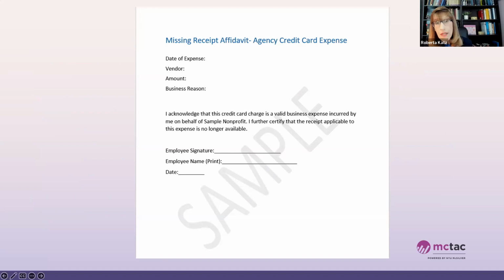This is a sample of a missing receipt affidavit for an agency credit card expense. You list here the date of the expense, the name of the vendor, the amount of the expense, and the business reason for the expense, and you acknowledge that the credit card charge is a valid business expense that you have incurred on behalf of your organization. And you further certify that the receipt applicable to this expense is no longer available. You sign the affidavit, print your name, and date it for submission in lieu of supporting documentation. But again, this should only be used on an exception basis.